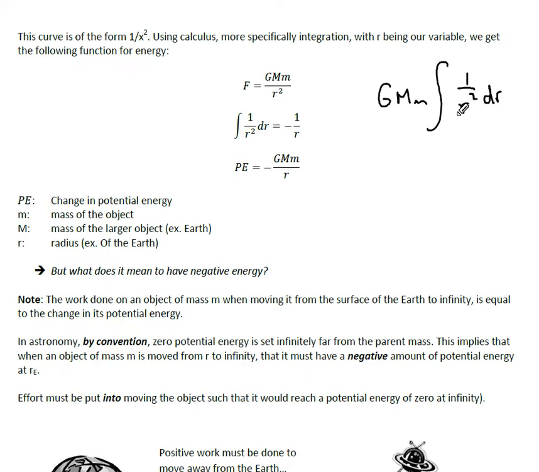If we integrate that, we get the expression negative 1 over r. So if we want to calculate potential energy, the potential energy is equal to negative GMm over r. Now the question is, why is it negative? And negative is just convention.